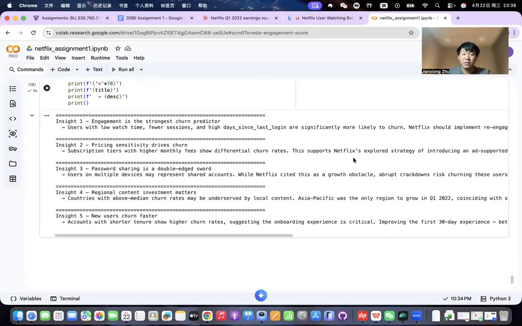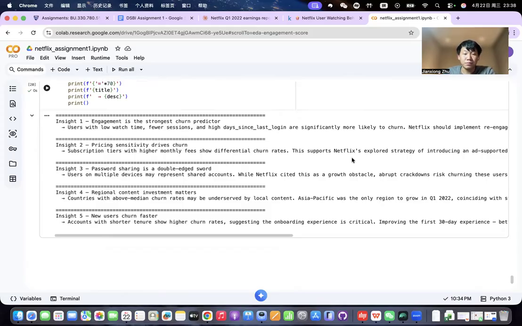Insight 5 is investing in local content for high churn markets. Australia and Japan show the higher churn rates. Both are markets where Netflix should deepen local content investment. Korean language originals proved highly effective and drove Asia Pacific growth. The same strategy should be applied to Australia and Japan to replicate the success.